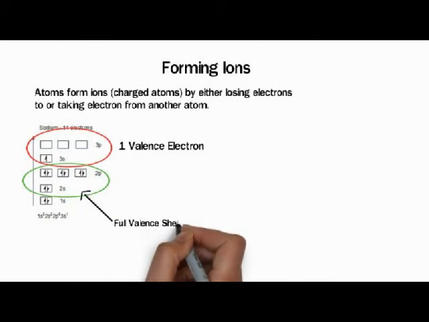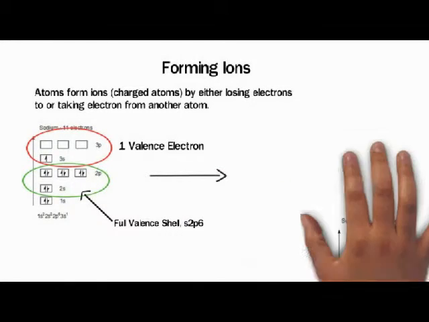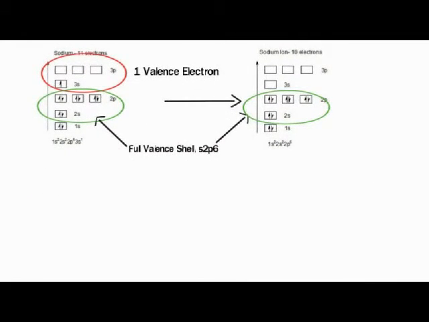So sodium is going to want to lose that one valence electron so that it obtains a full valence shell, a 2s2 2p6 configuration. When we take that electron out, you can see that the full valence shell is now the highest occupied energy level. So I'm going to go ahead and circle that.